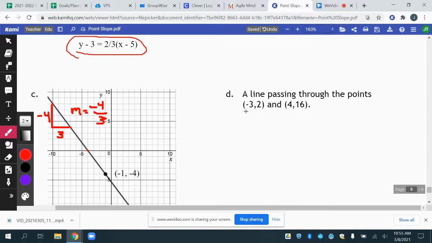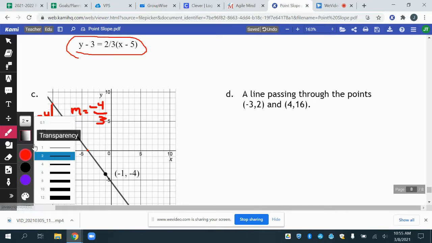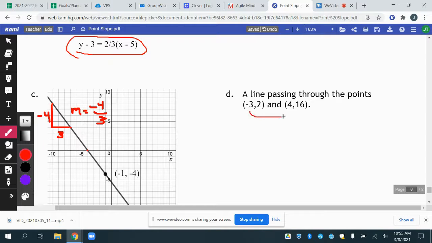All right, line passing through these points. Okay, so here's what I'm going to notice. There are 2 points, so I have to figure out how much y changes and how much x changes first. So I'm going to be like, well, x went up by 7. And y, on the other hand, went up by 14. That's the change in y and the change in x.